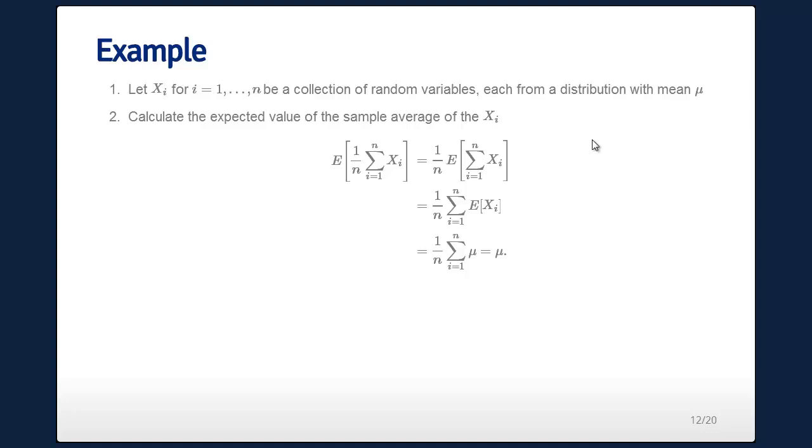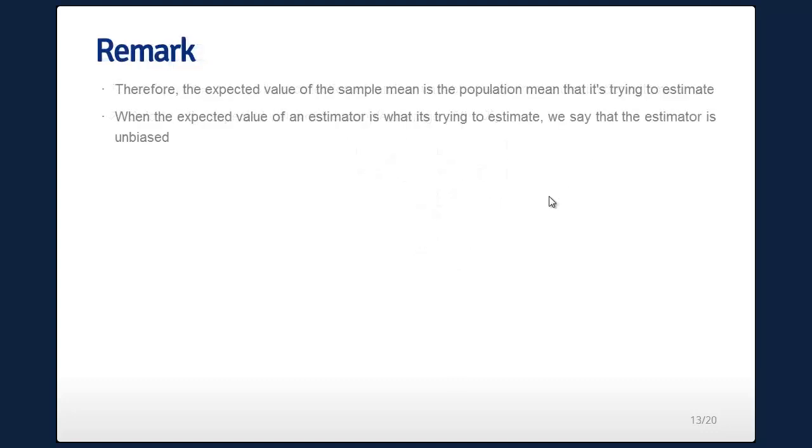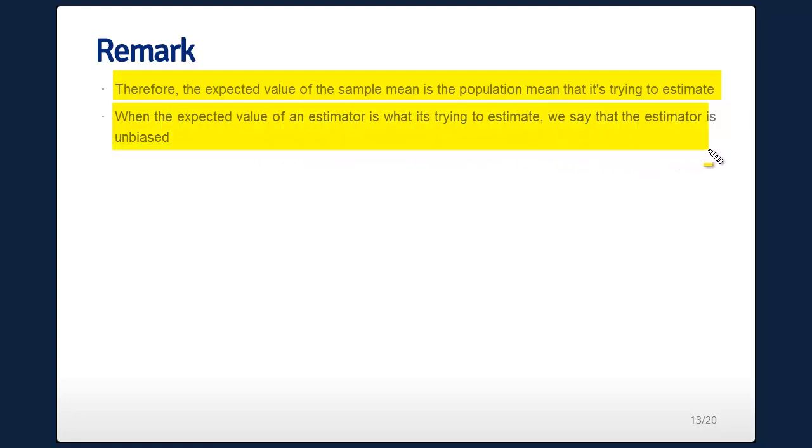So that's interesting. This property also shows that the expected value of the sample average is the population mean that it's trying to estimate. And so it's a good estimator, at least in that sense.